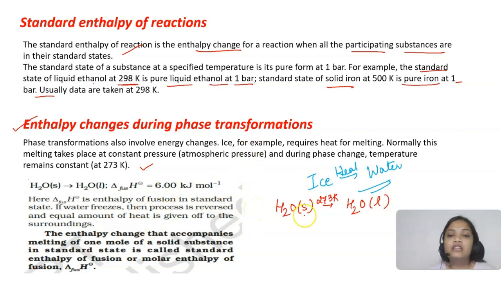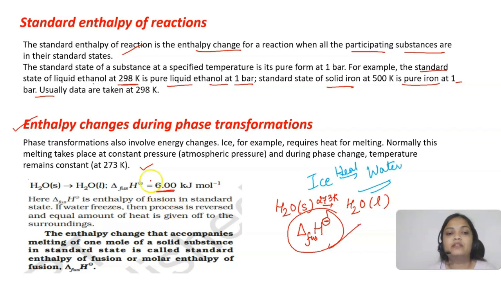Okay, so for this process, the energy change we will be writing is ΔfusH, with a minus sign on top. Here the sign is for standard state. So the enthalpy change that accompanies melting of 1 mole of a solid substance in standard state is called the standard enthalpy of fusion, or if I am talking about 1 mole, the molar enthalpy of fusion. So this is your standard enthalpy of fusion. Like it is 6 kilojoule per mole.